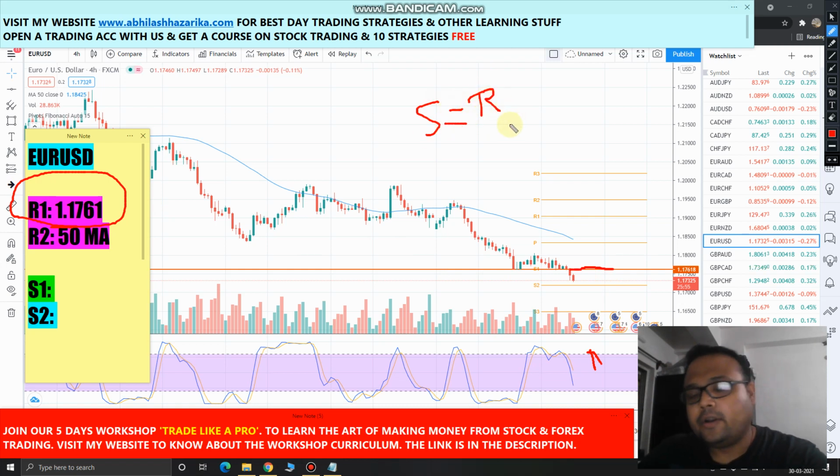And on the other hand, if our market goes up a little bit here, then also you can short the market, if you see that yes, it is getting resistance from the 1.1761 level.